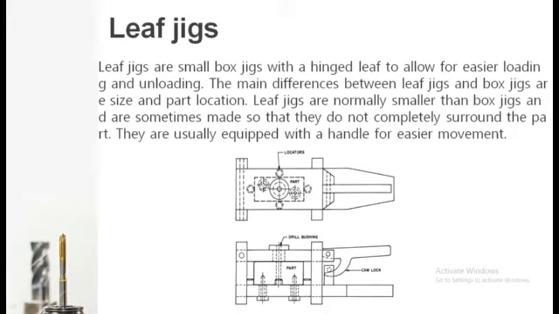center. This depends on how you design a leaf type of jig. It varies for different components, but the basic concept is that there are locators placed inside a box type of jig where the upper leaf can be locked and unlocked, and it can be used for loading and unloading of components by using a separate handle.